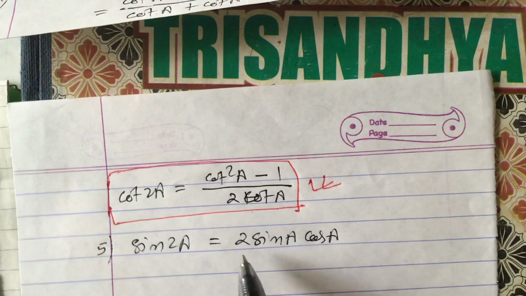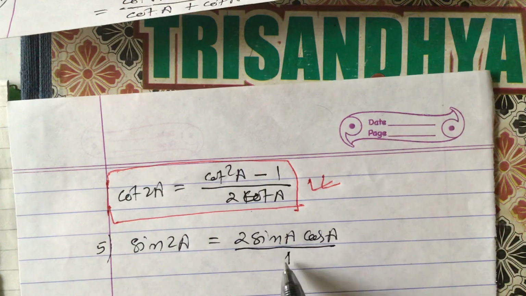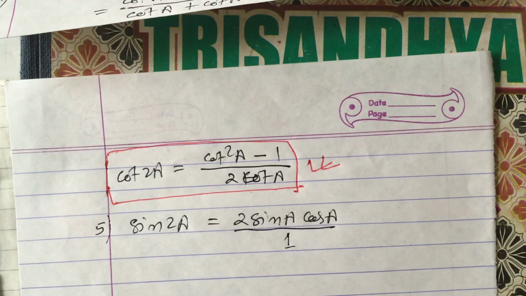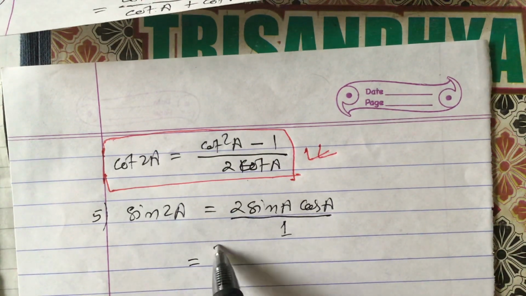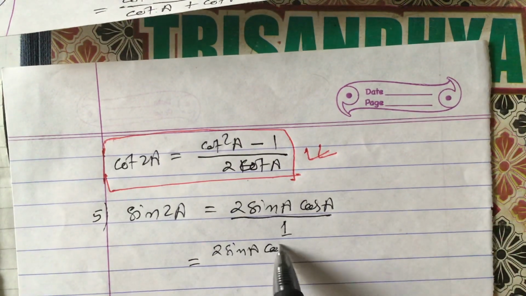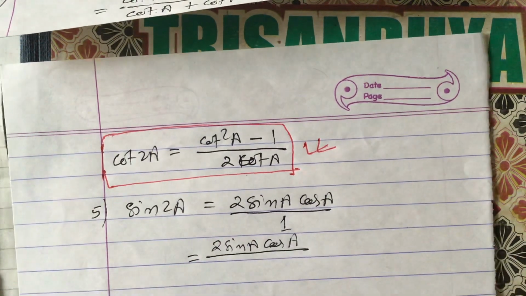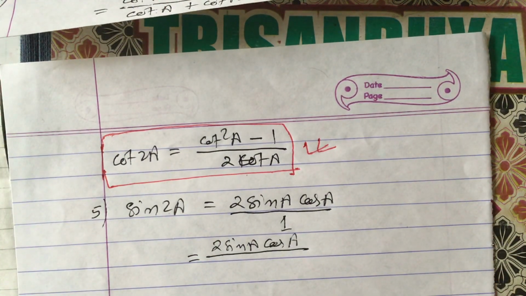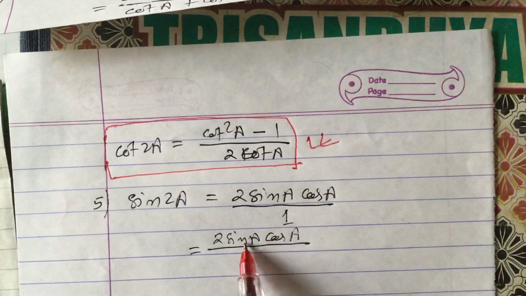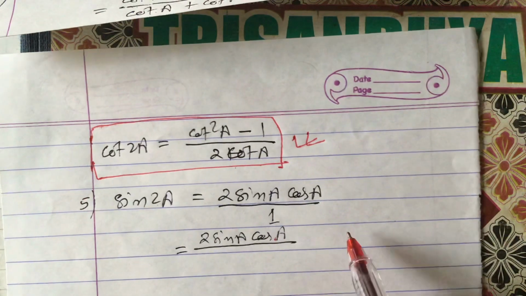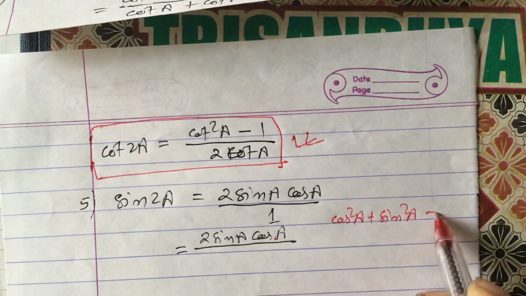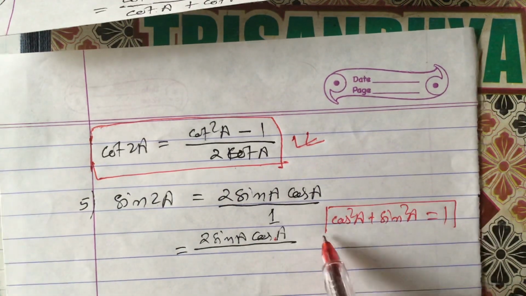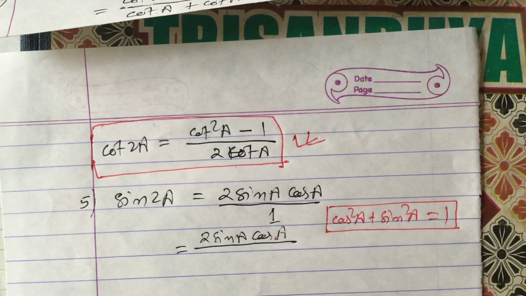Now this can be written as divided by 1. I am dividing by 1, so in the denominator we can write 1. If you divide something by 1, the result will be the same. So after dividing by 1, we can write 2 sin a cos a as it is, divided by 1. Now there are so many formulas of 1, but we have sin and cos here. The formula in terms of sin and cos is cos square a plus sin square a is equal to 1. This you learned in class 8. Sin square a plus cos square a is 1.